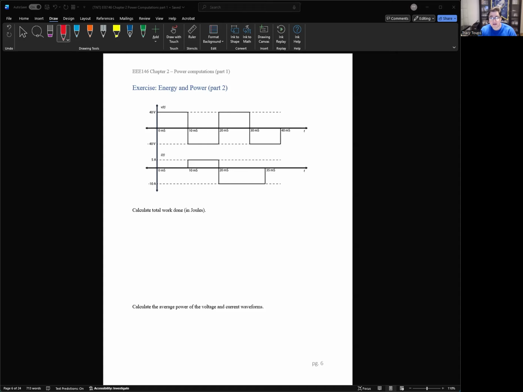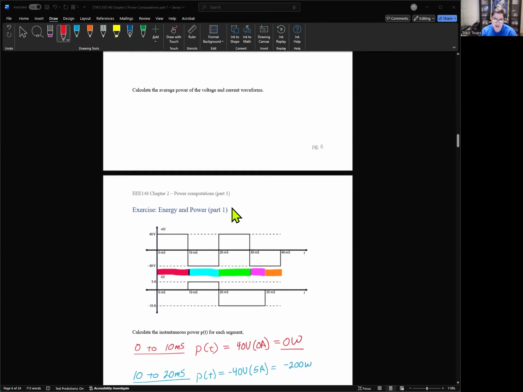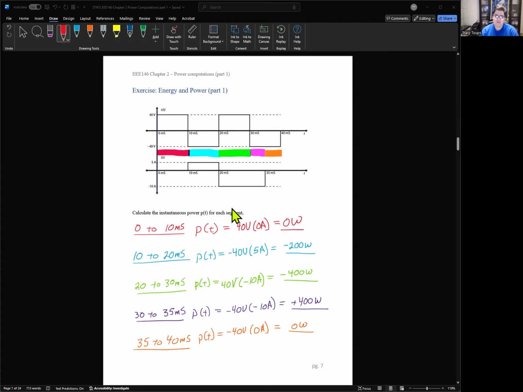All right, hello, welcome back to our exercise for the energy and power that we're talking about. So we said, hey, there's some voltage and current waveforms, so let's start calculating some power. So let's see how we do it. First thing I can do is look at the waveforms and partition where things change so we know what areas we need to look at and integrate. So here we have a total of 5 places we're going to look at. From 0 to 10 milliseconds, everything's steady. So we're going to have this red partition right here.